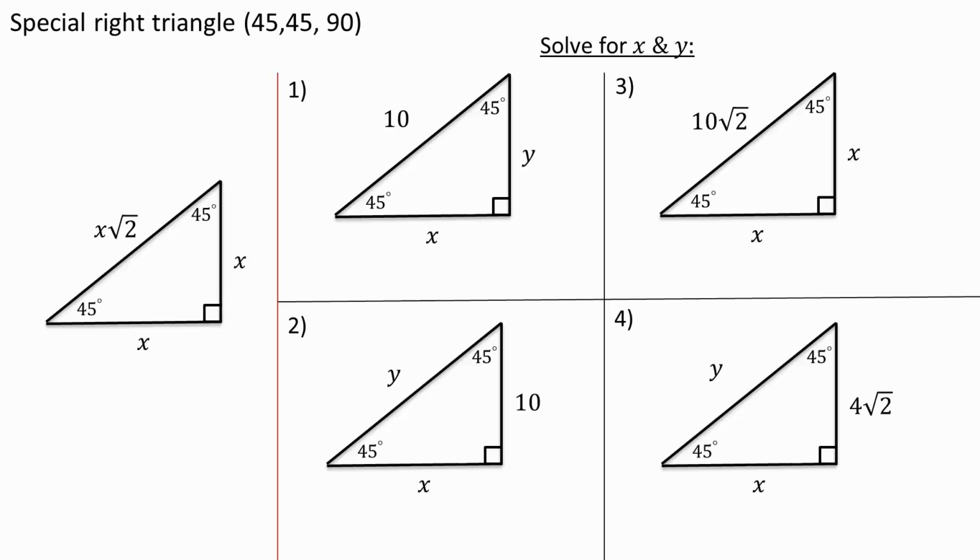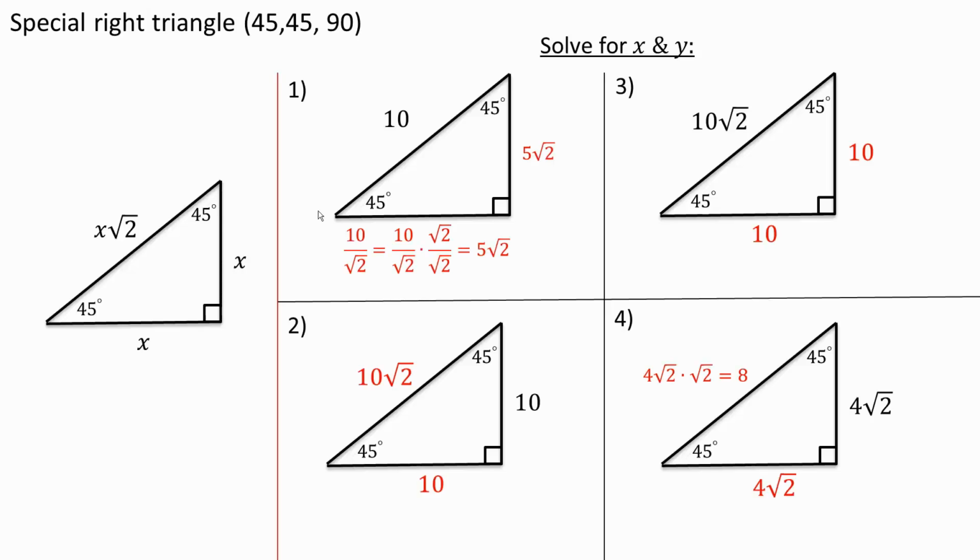In this video, we will go over another special right triangle, 45, 45, 90. And here's the reference. So 45 degrees corresponds to x, 45 degrees corresponds to x, and the 90 degrees corresponds to x times the square root of 2. And we will solve these four problems. But if you want to pause the video now, feel free.